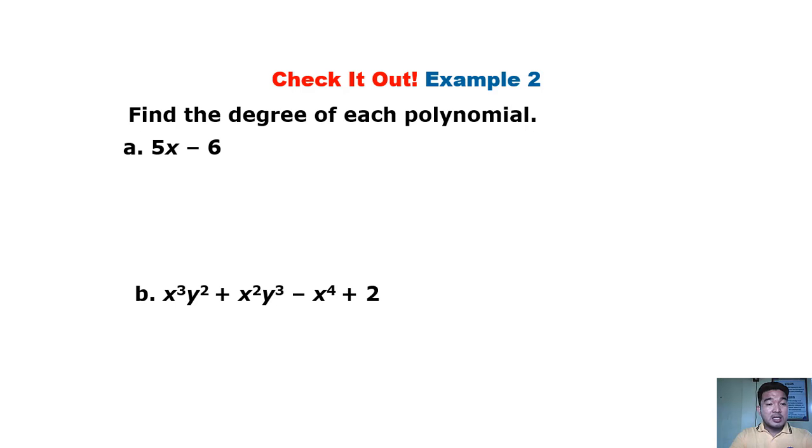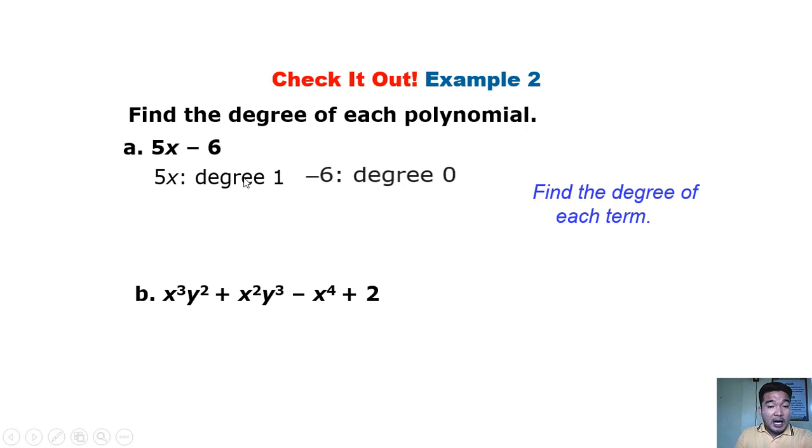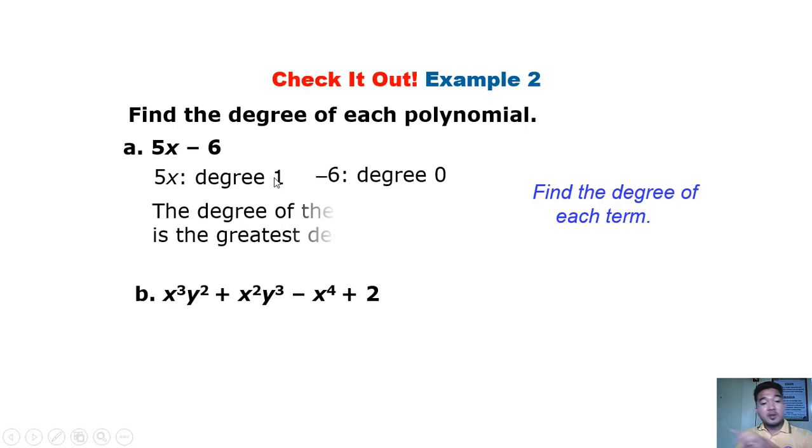Another example. Find the degree of each polynomial. We have 5x minus 6. We have 2 terms here, a constant and 5x. For the first one, the degree here is equal to 1, and then for negative 6, since that's a constant term, the degree is 0. So which is greater? Yes, 1. So the degree of the polynomial is 1.